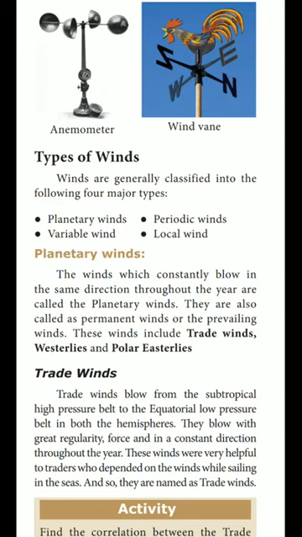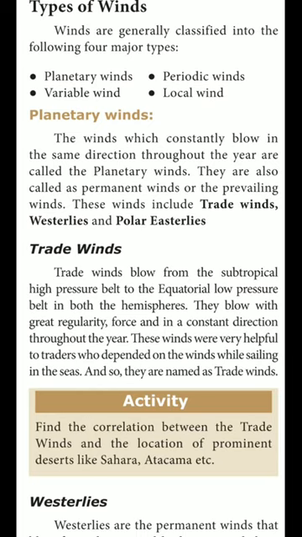Okay, students, once again you can recall what do you mean by trade winds? Trade winds blow from the subtropical high pressure belt to the equatorial low pressure belt in both the hemisphere. Why is it considered as a trade wind? Because it is very helpful for the traders. For what purpose? While they are sailing on the sea, the wind was blowing. Due to that, it was considered as a trade wind. So, it is useful for the traders.